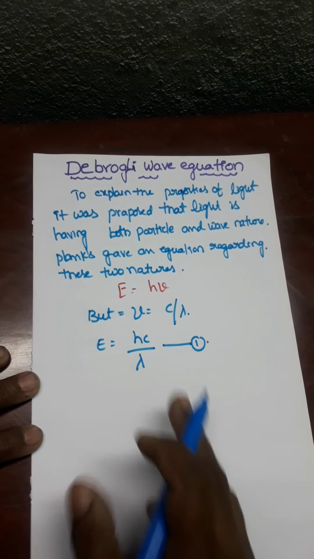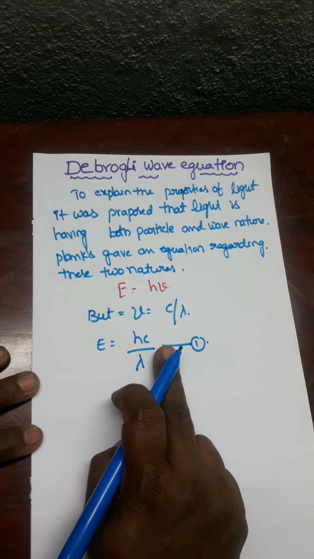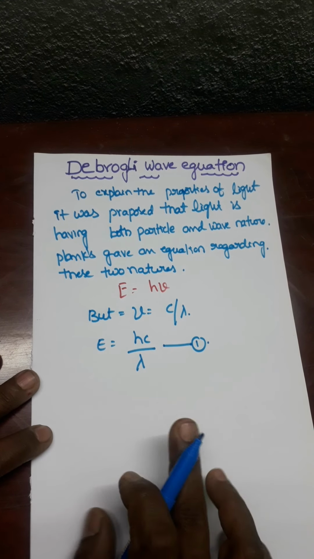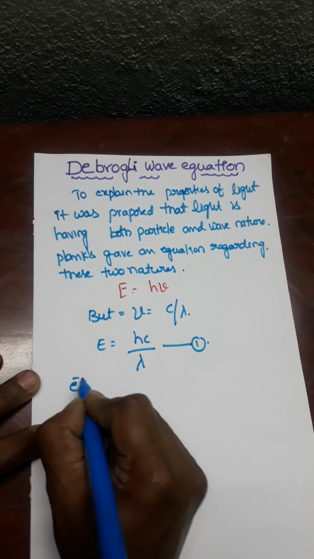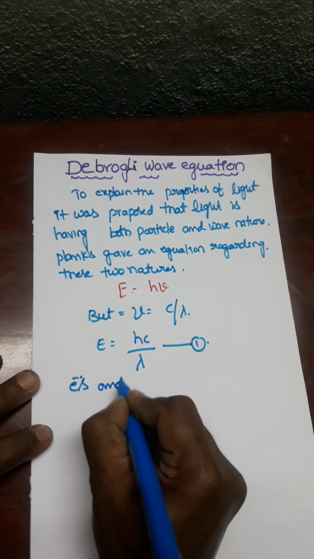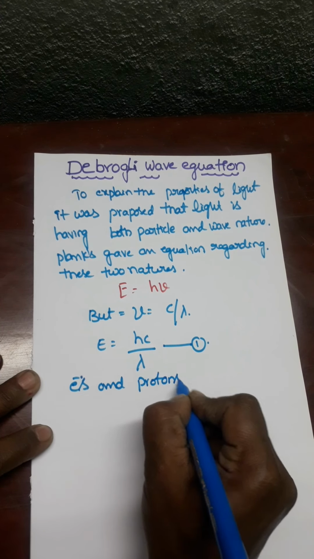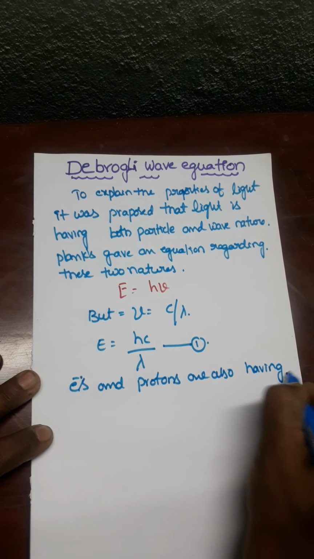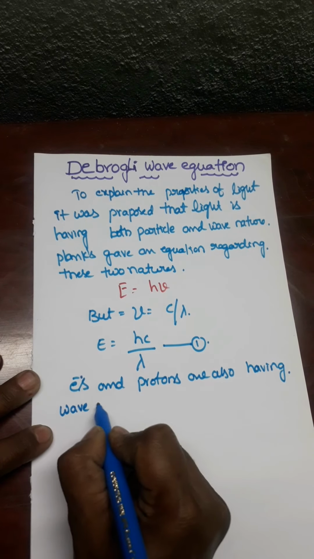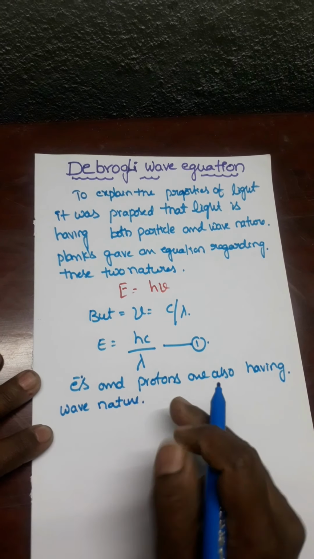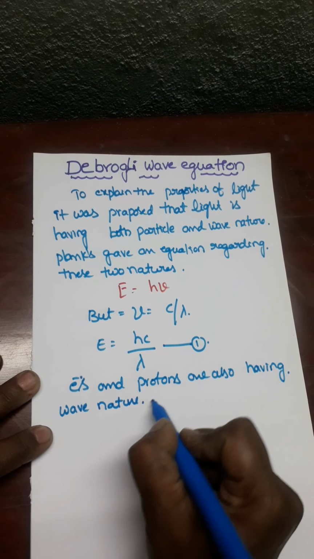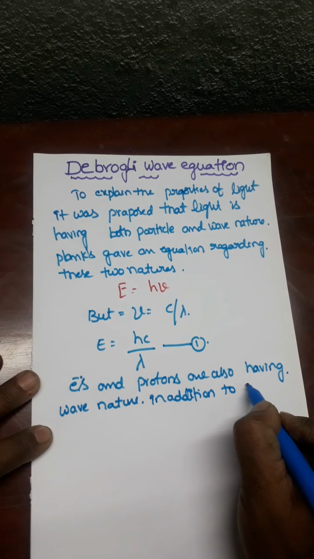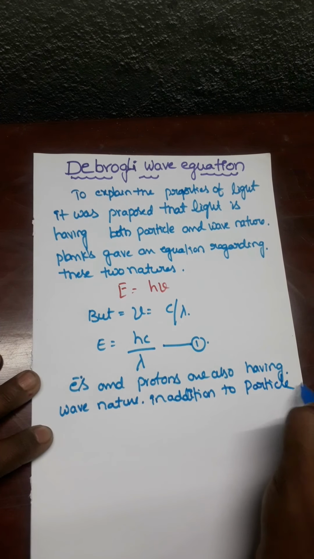According to de Broglie, this dual nature is not only limited to light but is applicable to all particles. According to this theory, electrons and protons also have wave nature, in addition to particle nature.